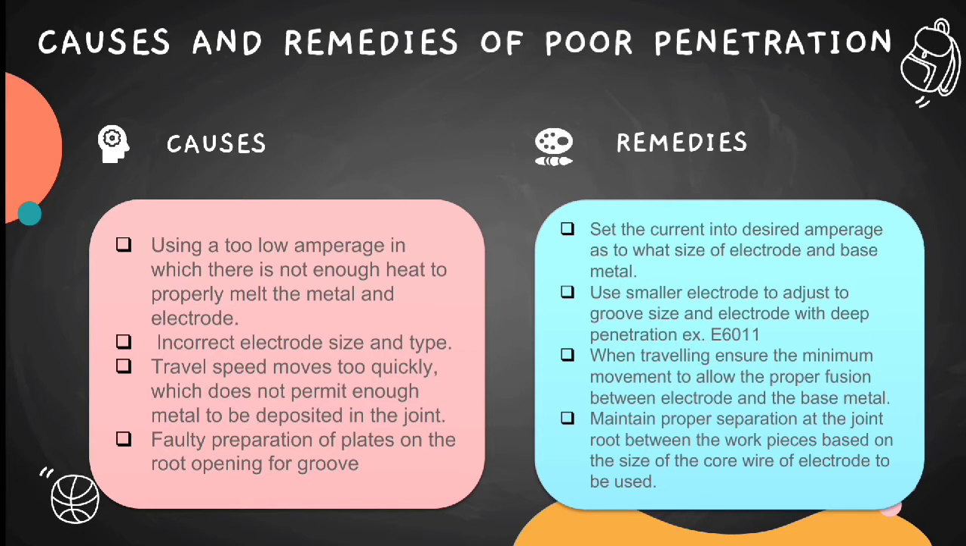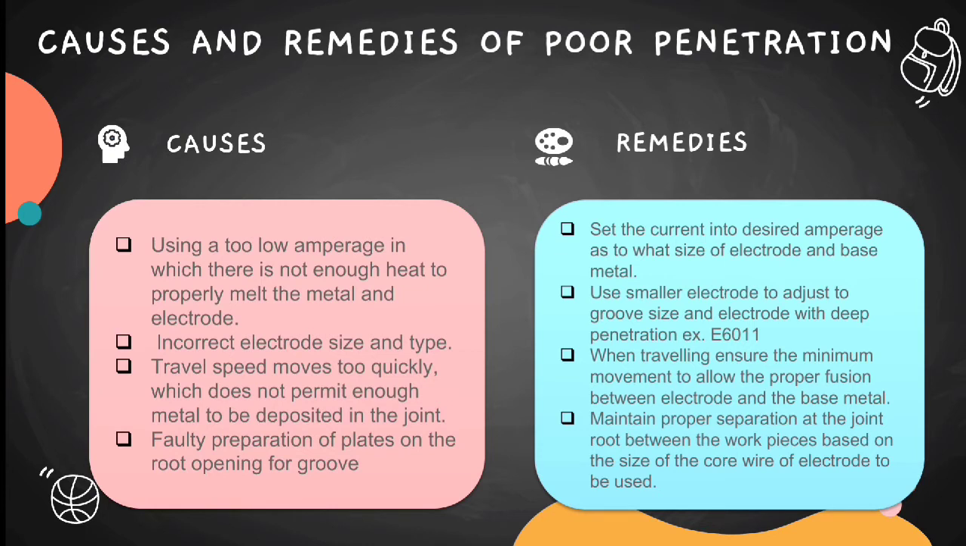So how can we solve this defect? These are the remedies. Number 1, set the current to the desired amperage according to the size of the electrode and base metal. Number 2, use a smaller electrode to adjust to the groove size, and an electrode with deep penetration. Usually, we use the electrode 6011.